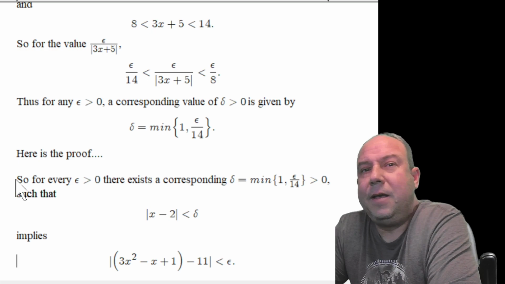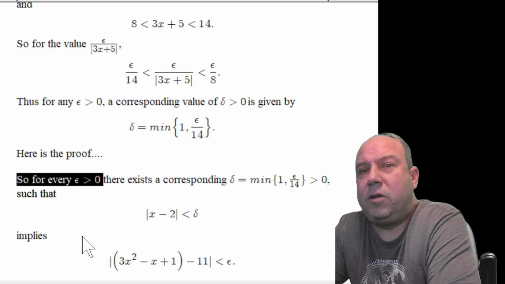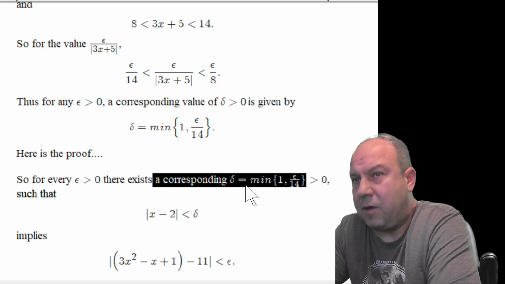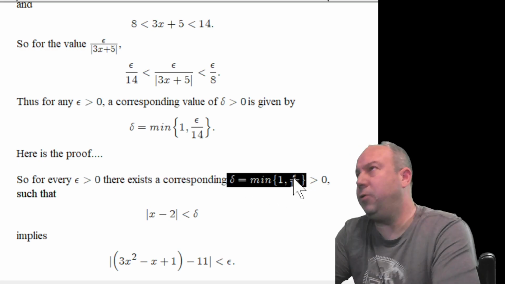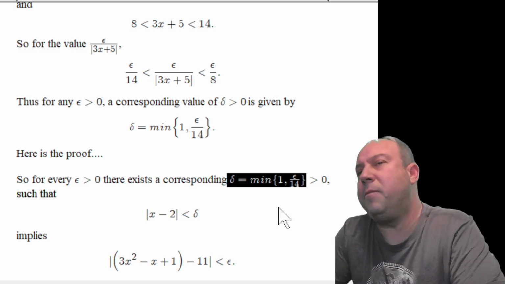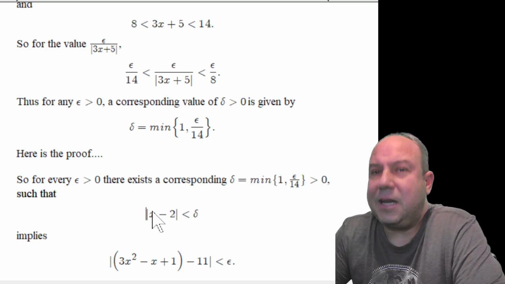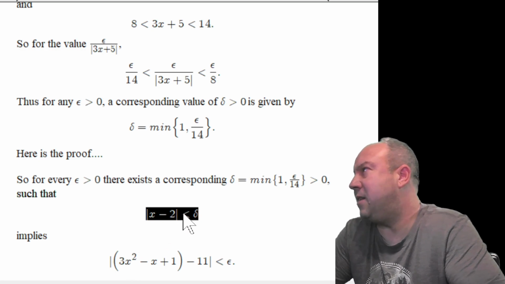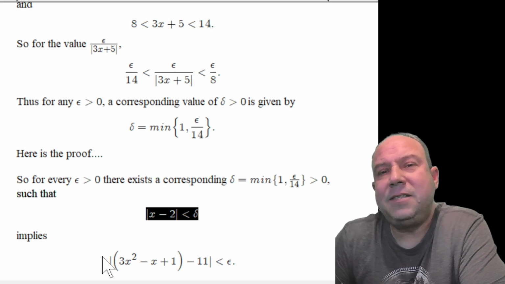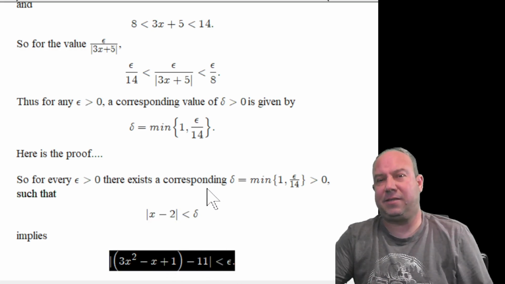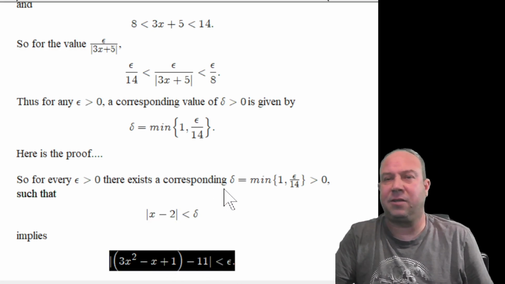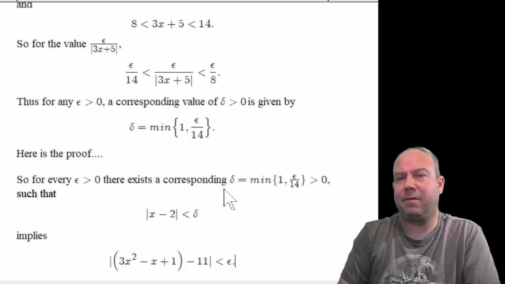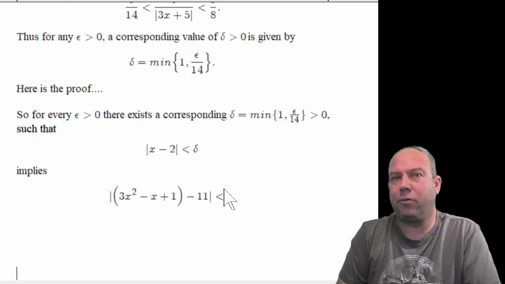But what we note is for every epsilon greater than 0, there must exist a corresponding value of delta greater than 0, where we're going to choose delta as the minimum of 1 or epsilon divided by 14, such that the absolute value of x minus 2 being less than our choice for delta ends up implying that the absolute difference between f of x and L is going to be less than our given value of epsilon. That's what we have to prove.